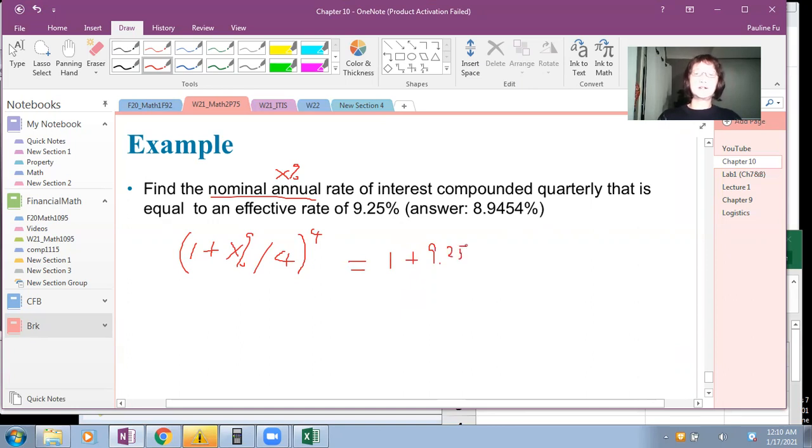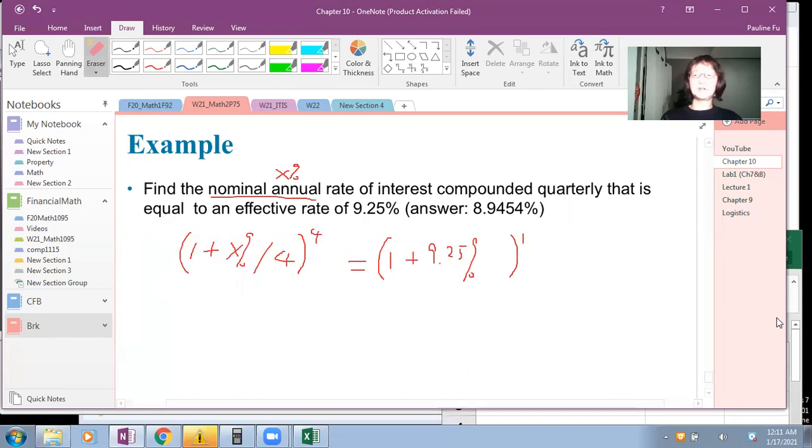Okay, and this one is effective, because this is an effective rate, meaning compounded annually. So it should be divided by 1, and then raised to the power 1. When you divide something by 1, it is the same as the number itself, so I will omit this. Okay. So one equation, one unknown, you can solve for this x.